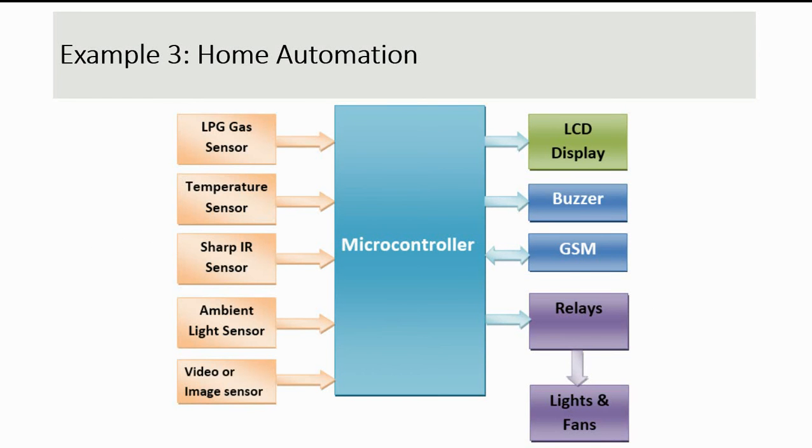Here is another example of using microcontrollers in your home automation. There are some sensors interfaced to the microcontroller like LPG gas sensor, temperature sensor, the infrared sensors, the light sensors, video or image sensor. And by reading this data, the microcontroller will process the input data and control some output operations like sending SMS alerts to the user through GSM, or controlling the lights and fans by using the relays, or generating some alarms, or displaying some values on the LCD display.